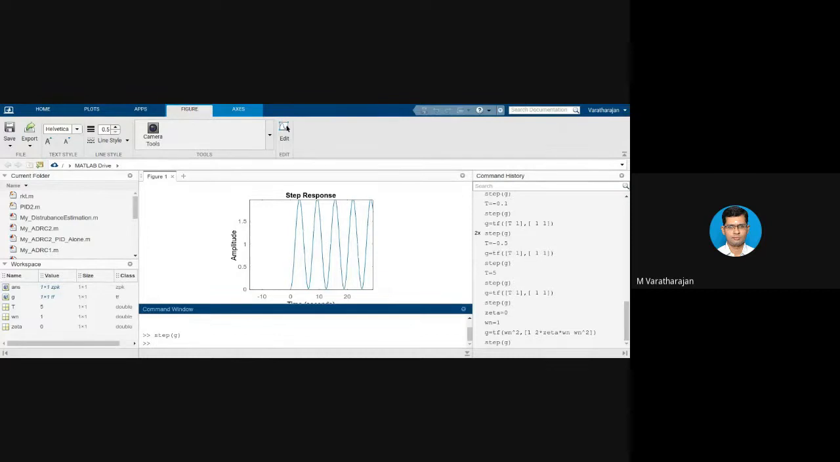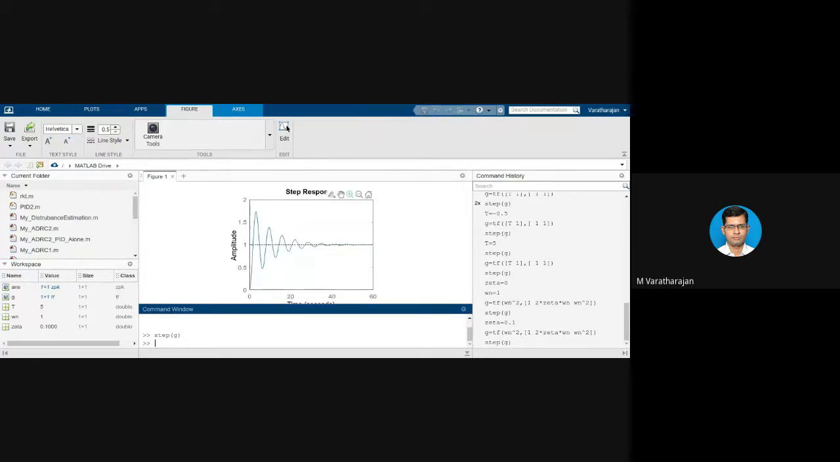In such a case, if you excite it and maintain the LC circuit, it will continuously oscillate at the frequency 1 by 2 pi root LC hertz. Let us change zeta. In MATLAB, if you press the up button, the previous commands will be available. Let me set zeta equal to 0.1 and let us create the transfer function and evaluate the step response.